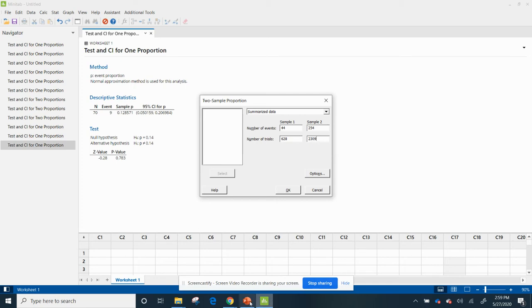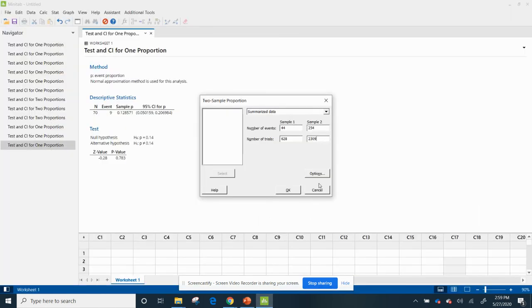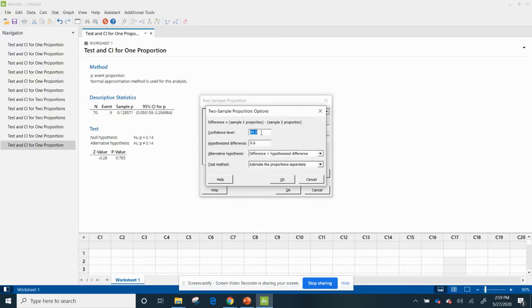Now remember, always go back and check yourself. As you can see here, I had 44 out of the 628 and 254 out of the 2,309. Always check yourself just to make sure. Go to options. This is going to be 95% because it wasn't given to me. And for this one, I wanted to know if there was a difference, so I'm going to do this one for my difference.